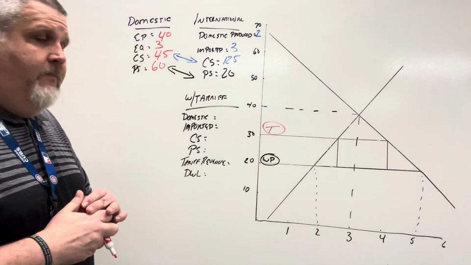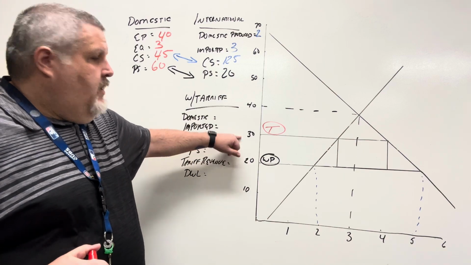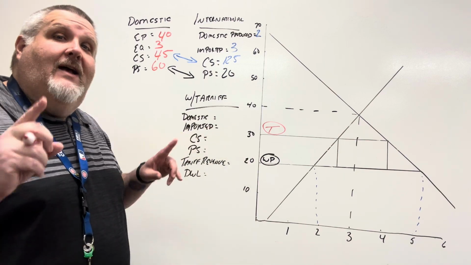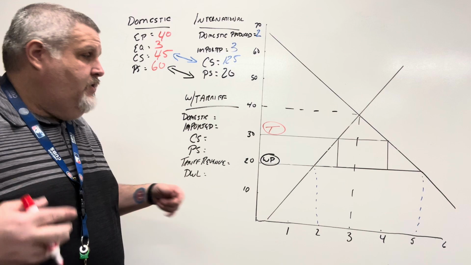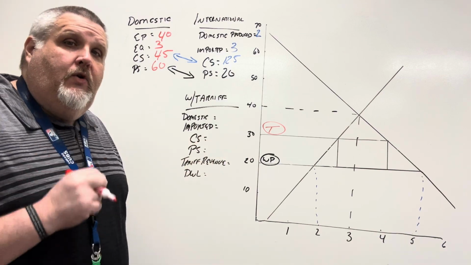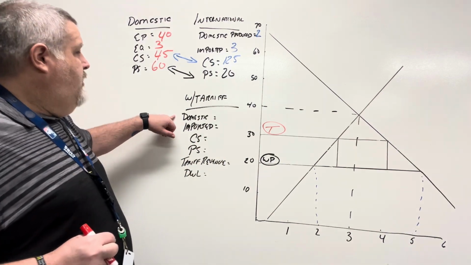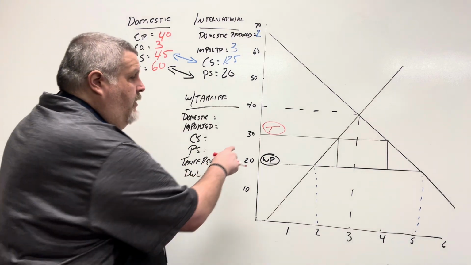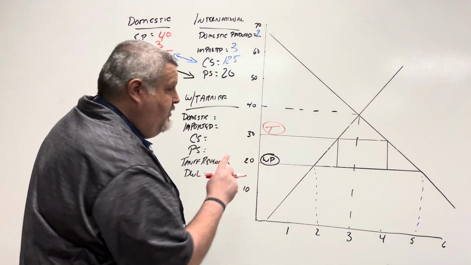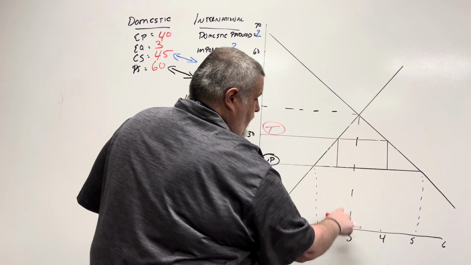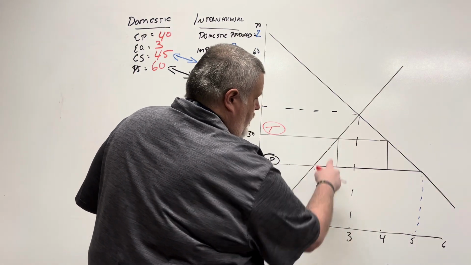Our tariff price now, we're going to charge everybody domestically how much they're bringing into our country. We're going to charge them $10 per unit. Okay, and so our domestic now, how much are we going to make? Because we're going to be selling them for $30 now instead of $20. Our domestic, we're now going to be making a 2.5 there.